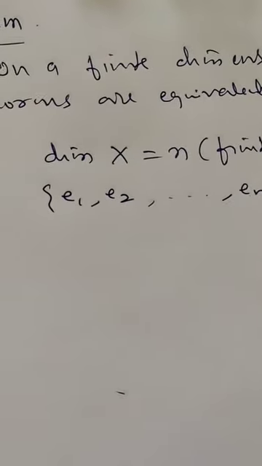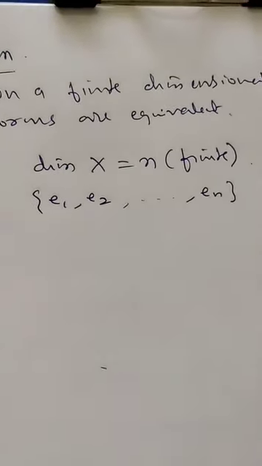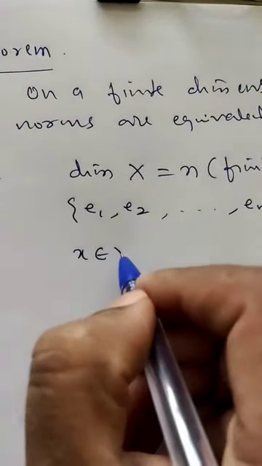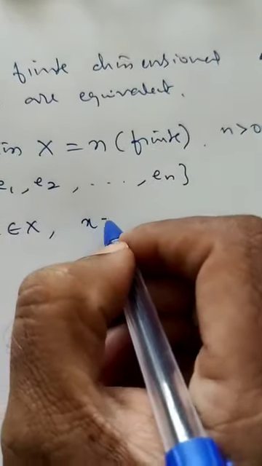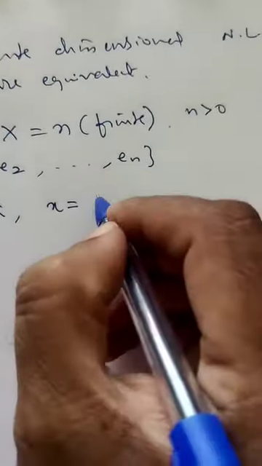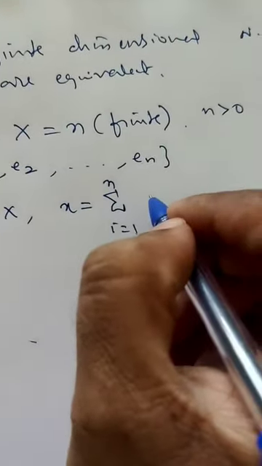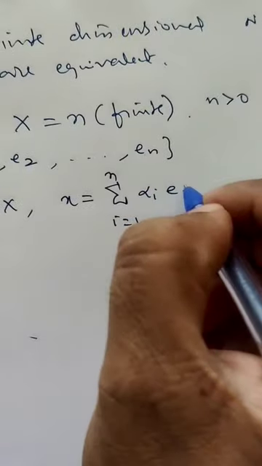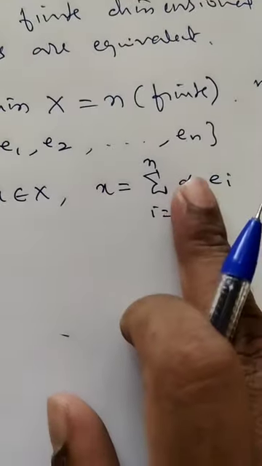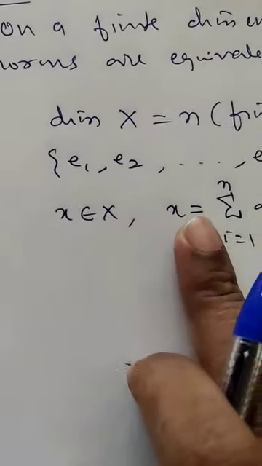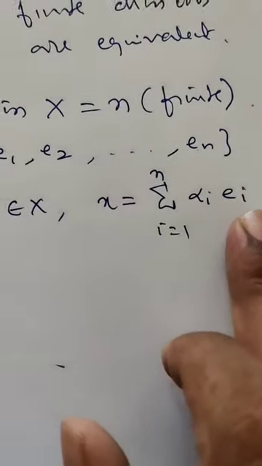If this is a basis for X, then from linear algebra you know that any element x in X can be written as a linear combination of these elements. Say I write in summation notation, summation i equal to 1 to n, alpha i ei. What are alpha i's? Alpha i's are the scalars. Every element in X can be written as a linear combination. Call this number 1.